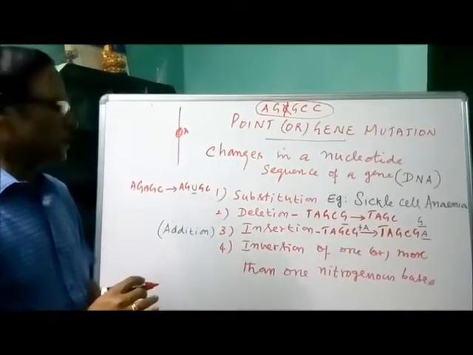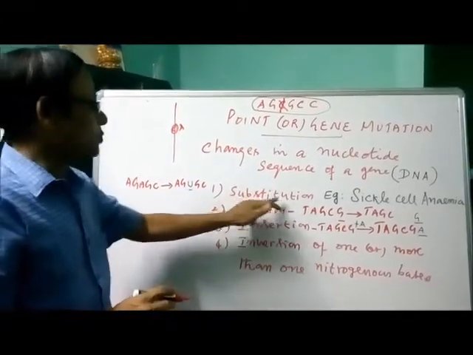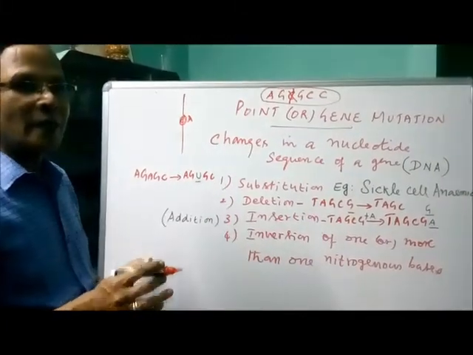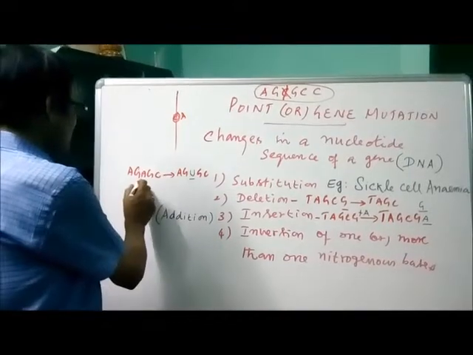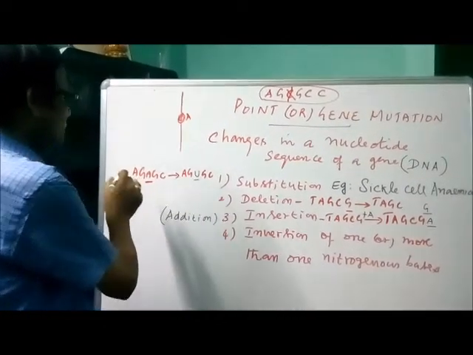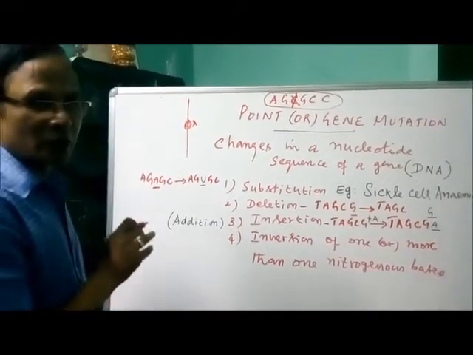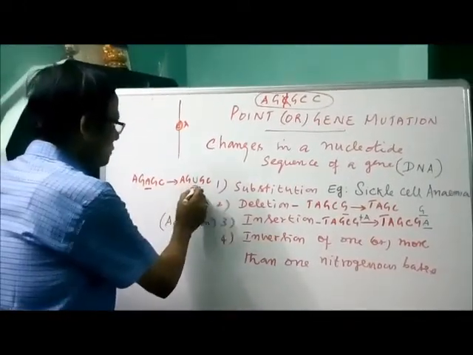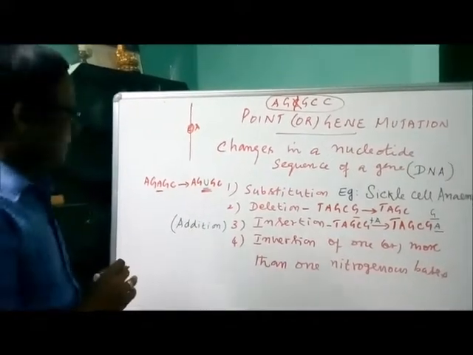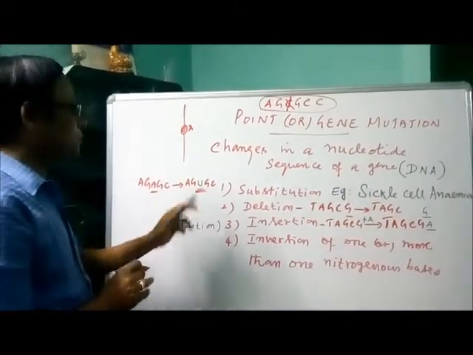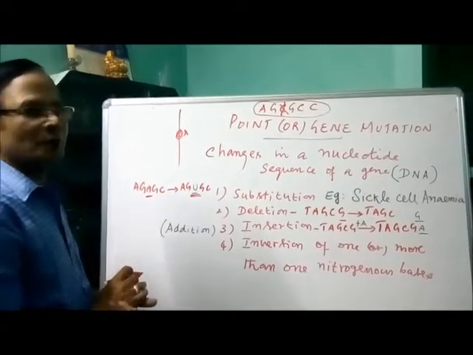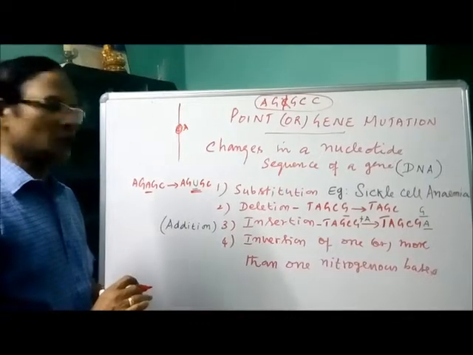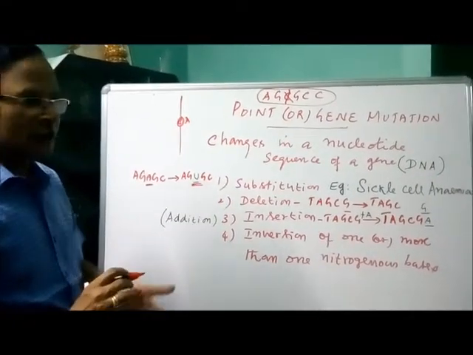What are the causes? It may be due to substitution. It is called substitution gene mutation. One base has been replaced by another base. For example, I am taking here the AGC sequence. This is called a nucleotide sequence in DNA. Now, adenine has been replaced by uracil. A has been substituted by U, then it's called substitution. The best example for this is the disease sickle cell anemia. I'll tell you more about this in a few seconds.